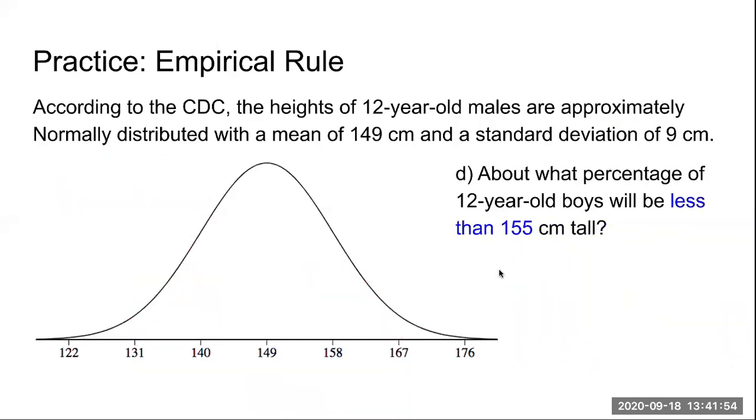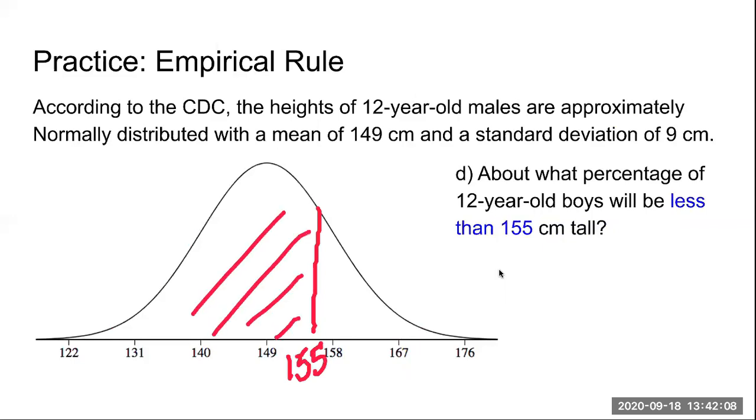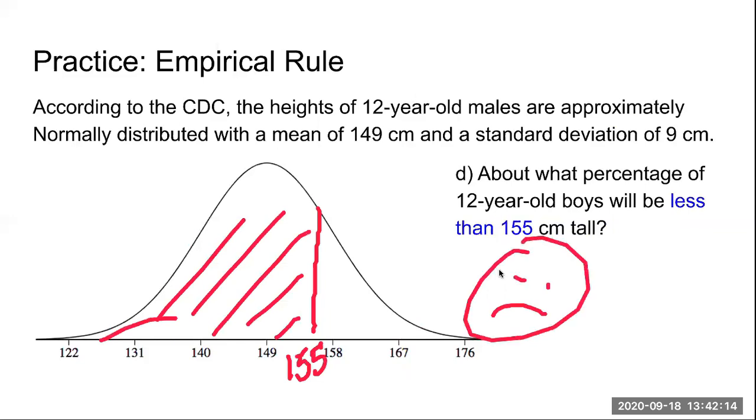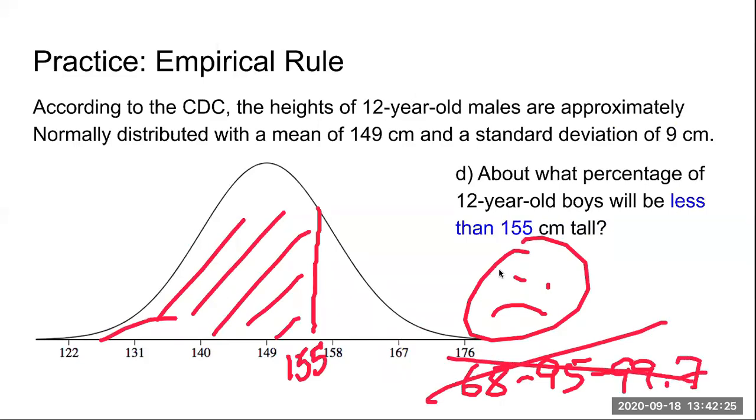And then question D: about what percentage of 12-year-old boys will be less than 155? Now this is a tricky one because where exactly is 155? Maybe right there, and we want less than that. The problem is that it doesn't fall perfectly at 1, 2, or 3 standard deviations, so we can't use the empirical rule, the 68, 95, 99.7, because we don't know exactly where that 155 falls. So there has to be another approach, and that's the last part of the lesson that we'll transition to now.